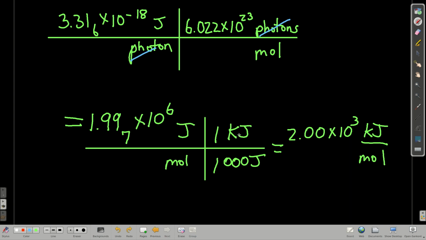Finally, converting to kilojoules, replace the prefix k, kilo, with what it means, 1,000 or 10 to the third, and we get our answer: 2.00 times 10 to the third kilojoules per mole.